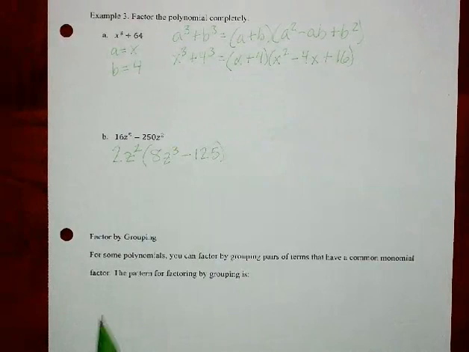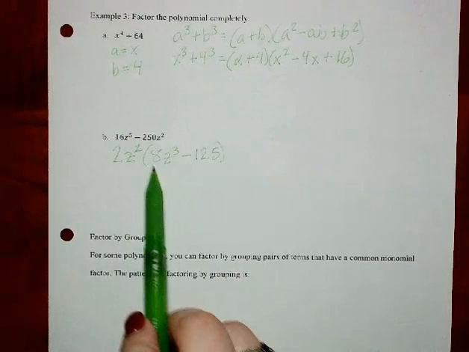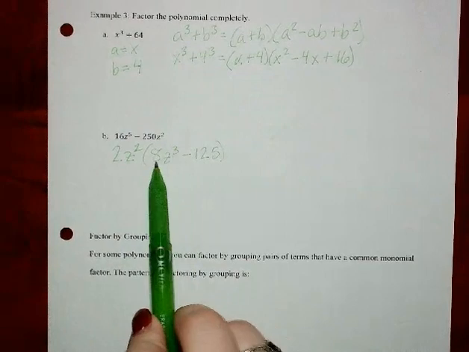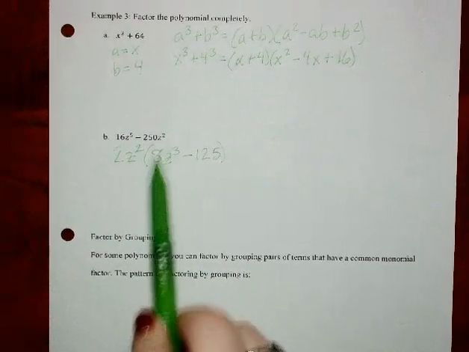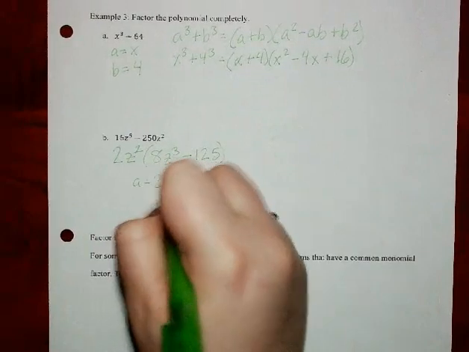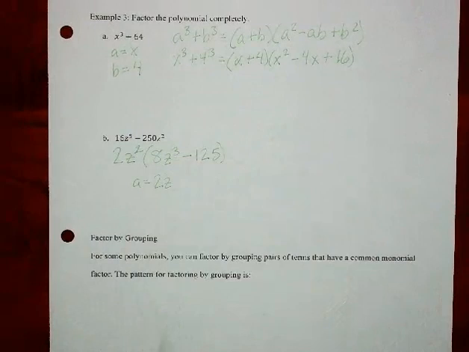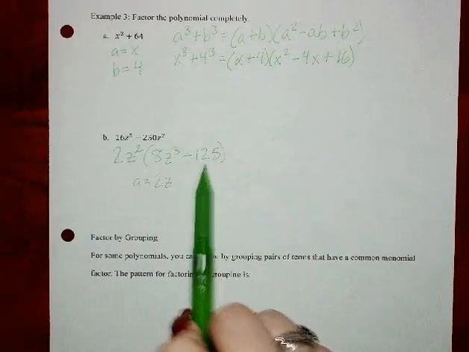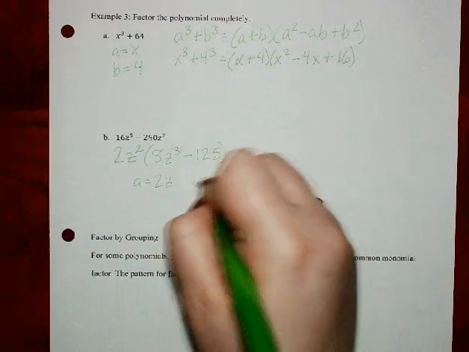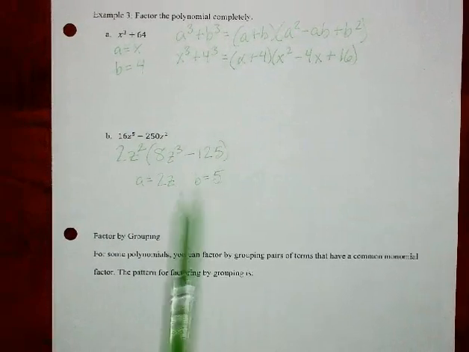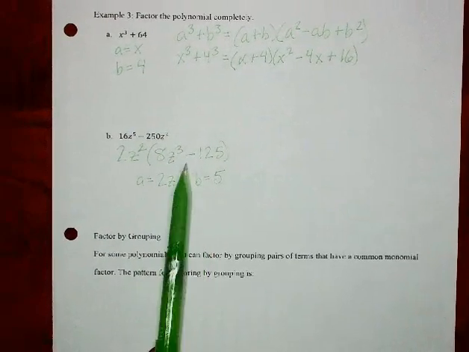So now I look at this term. I know I have a z to the third. And if I think about it, 8 is the same as 2 to the third. So this is a cube where a is 2z. Because 2z times 2z times 2z is going to be 8z to the third. And 125 is 5 to the third. 5 times 5 is 25. 5 quarters make $1.25. So here's our a and here's our b. This is a difference of cubes.